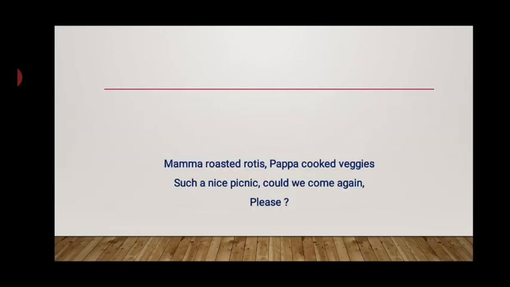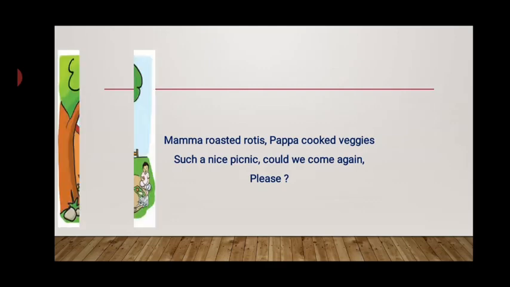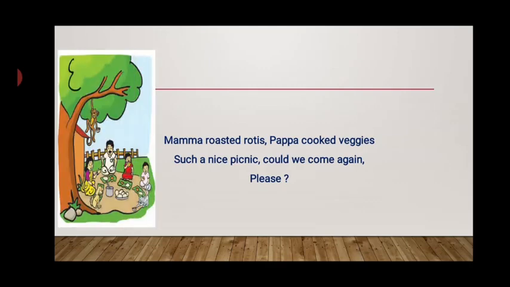Let's see the next stanza. Mama roasted rotis, Papa cooked veggies. Such a nice picnic. Could we come again, please? So what has Mama done? Mama has made rotis. And what did Papa do? Papa has cooked the vegetables. So this is such a nice picnic. They have enjoyed a lot in this picnic. So they are thinking, can they come again for this picnic?